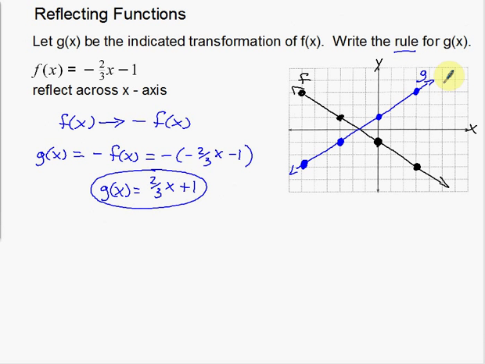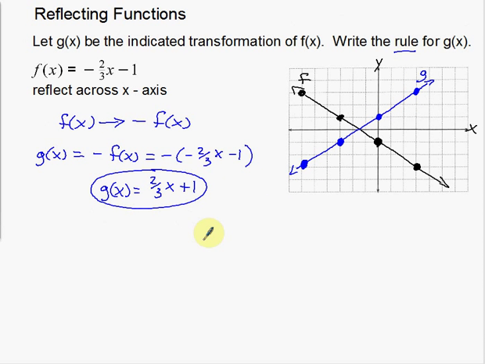Okay. Now you notice, if you're doing this just with the graphing, you wouldn't have all this notation over here. But notice, we have a y-intercept of positive 1. And then our slope from point to point is rise 2, run 1, 2, 3, because the slope is a positive 2 thirds.